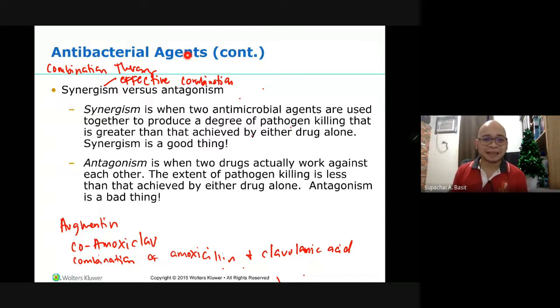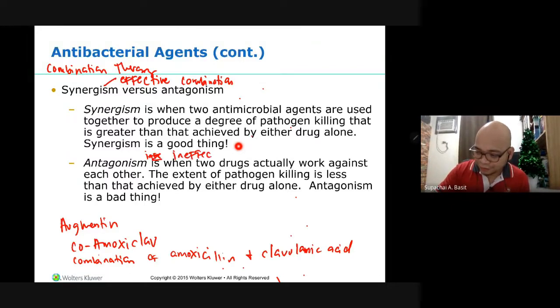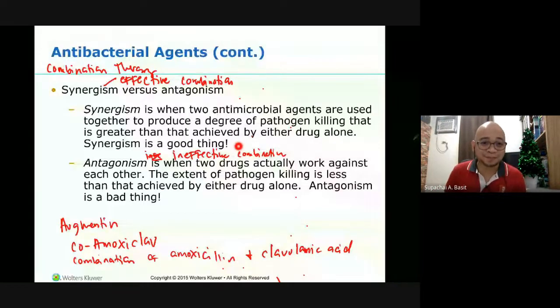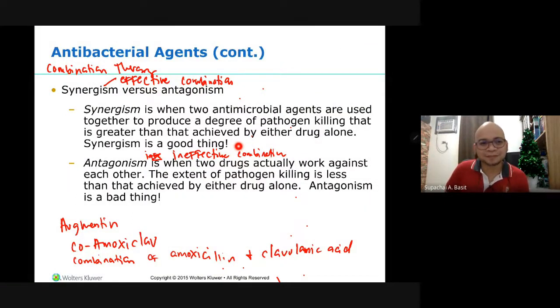However, the ineffective combination is called antagonism. So when you say antagonism, two drugs actually work against each other, meaning to say the extent of pathogen killing is less than that achieved by either drug alone. So antagonism is a bad thing.